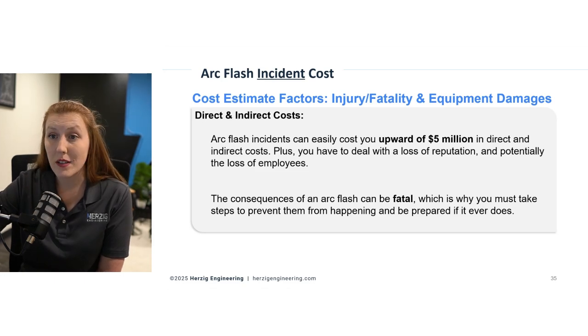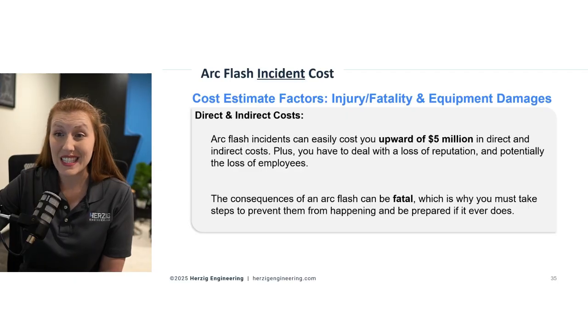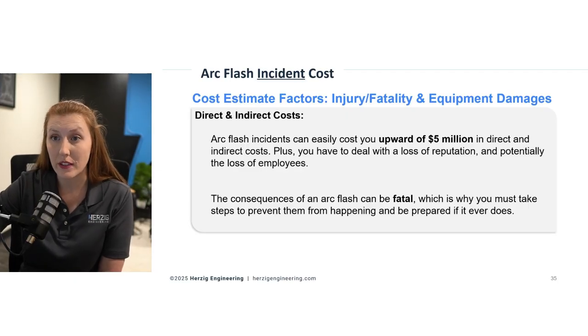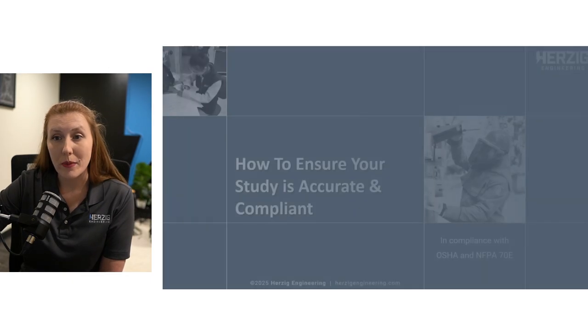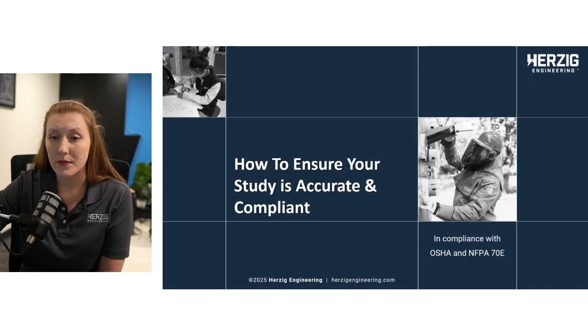So arc flash, it can be fatal. That's why you gotta take steps to prevent it. You have to identify how severe it might be to help prevent them from even happening. And if it did, know that you're prepared. You know how far out it can still hurt people, and people who are in those boundaries are wearing the right gear. You have to be sure of that. So how do you make sure that your study is accurate and compliant?